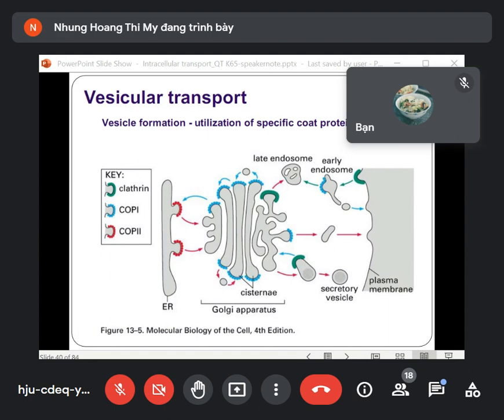Okay, since I cannot join the classroom, I don't know if you already gave the answer or not. But we will discuss the question. The question is, which of the following is a function of adapter proteins? Can you give your answer directly to me now?